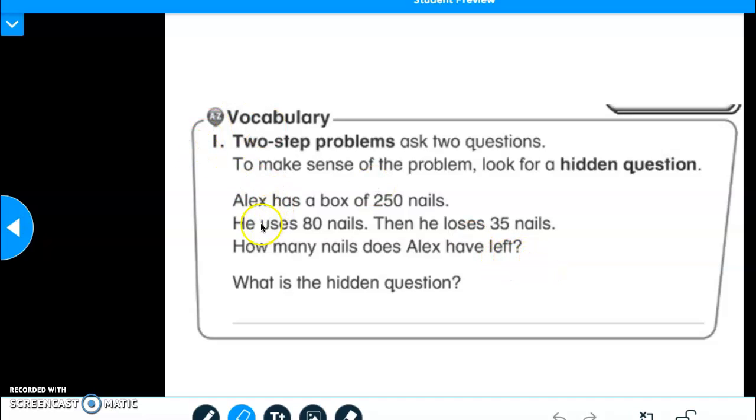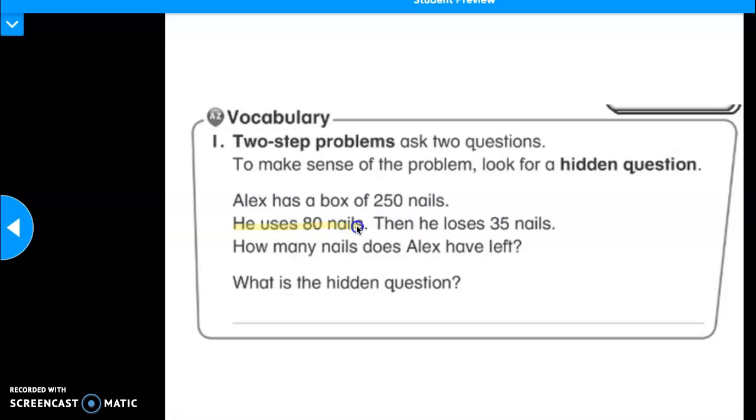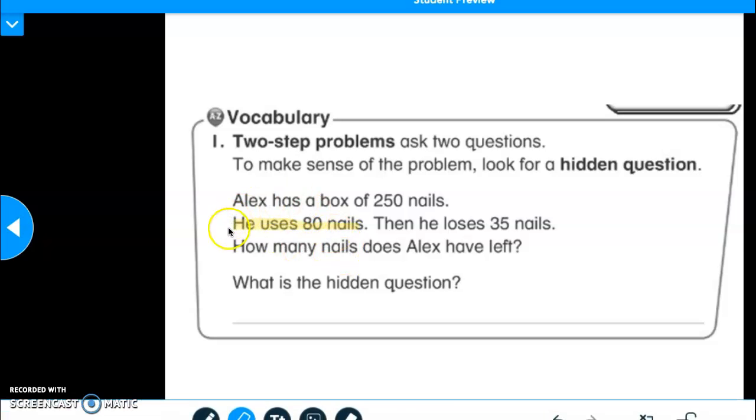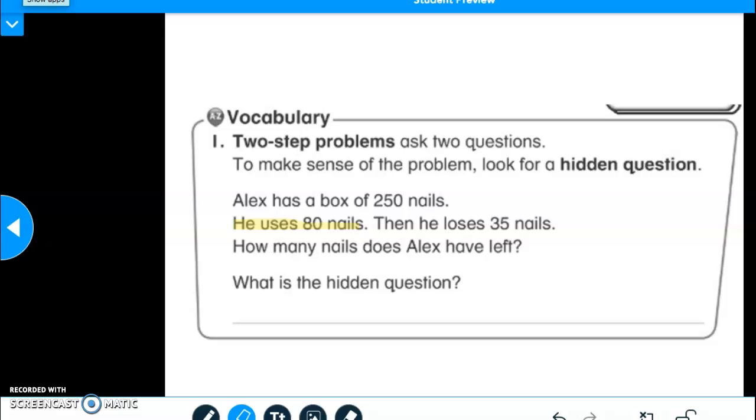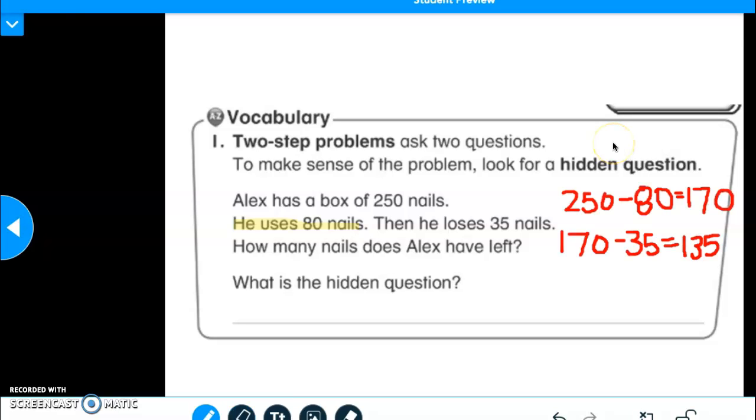So our hidden question is he uses 80 nails. So that's all you had to do is highlight that. You did not need to solve the problem. If you did solve the problem, I'm going to show you how to do that. So remember, you didn't have to solve this equation, but if you did, here's the answer.